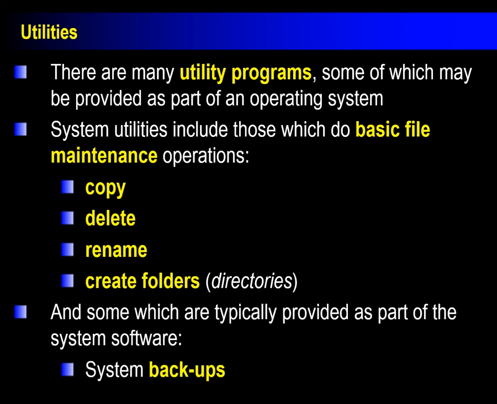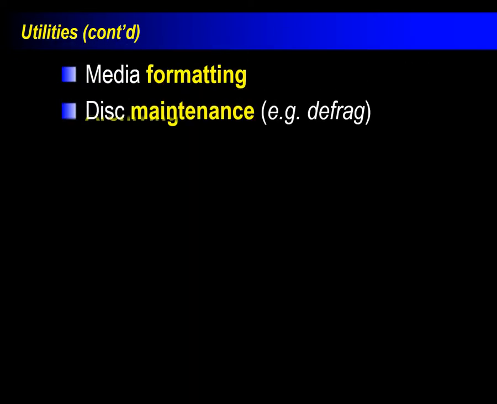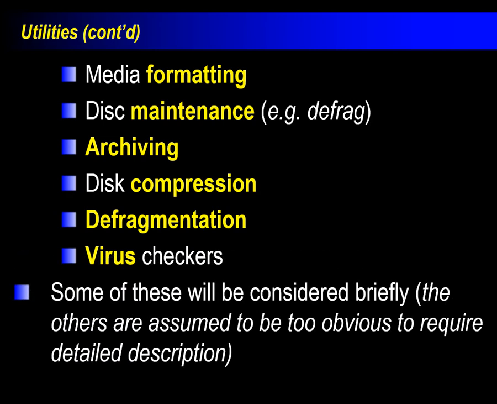Beyond the operating system's basic functions, it has a lot of little utility programs, like basic file operations: copy, paste, delete, rename, create folders. We take those for granted, but that's actually something the operating system has provided to you as a utility that you can use. Backing up your hard drive, backing up your files, that's a utility it provides. Formatting things like a USB. Maintaining your disk, like defragmenting, archiving, compression, which some of these are a bit older.